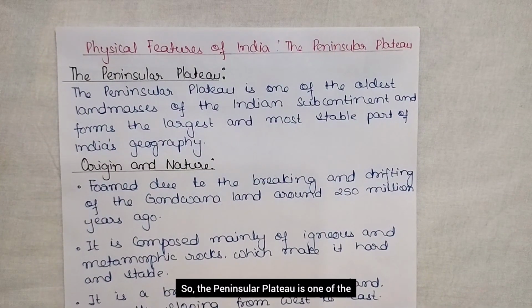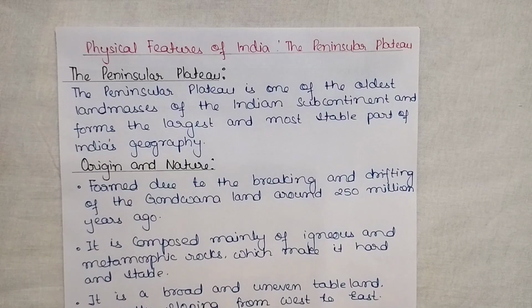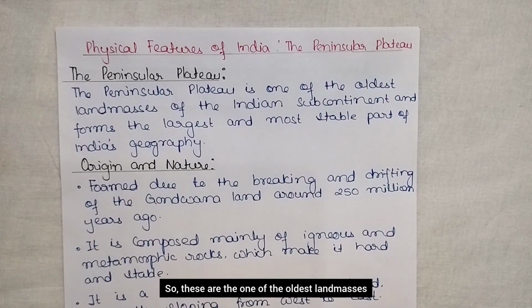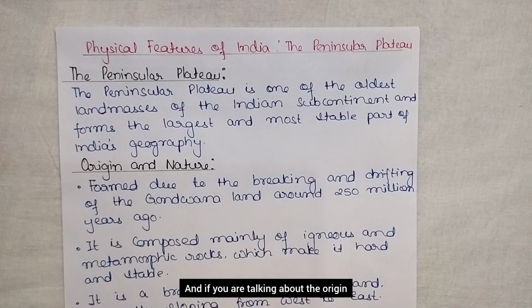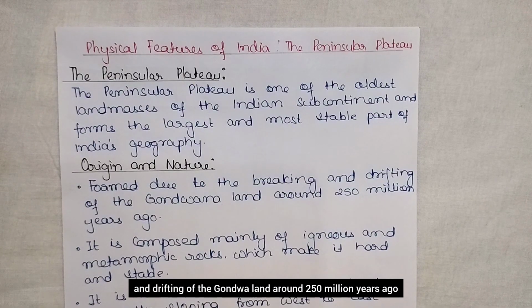The Peninsular Plateau is one of the oldest land masses of the Indian subcontinent and forms the largest and the most stable part of India's geography. If you are talking about the origin and its nature, then it was formed due to the breaking and drifting of Gondwana land around 250 million years ago.